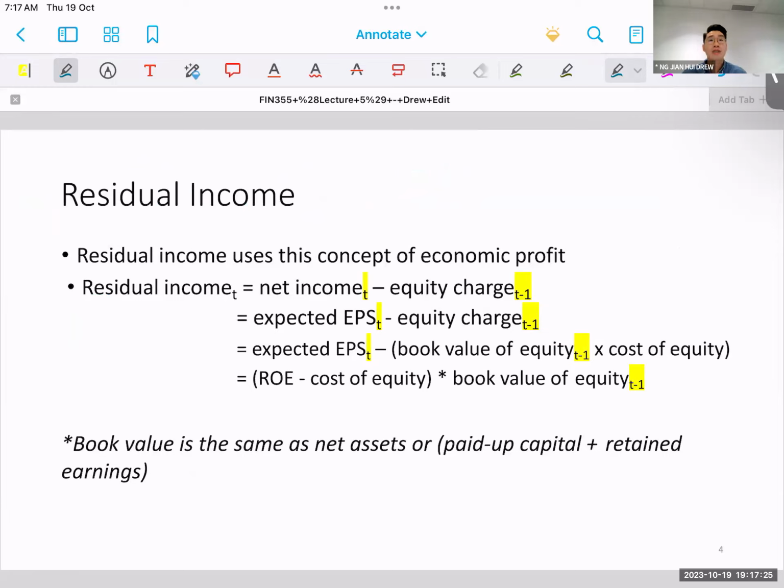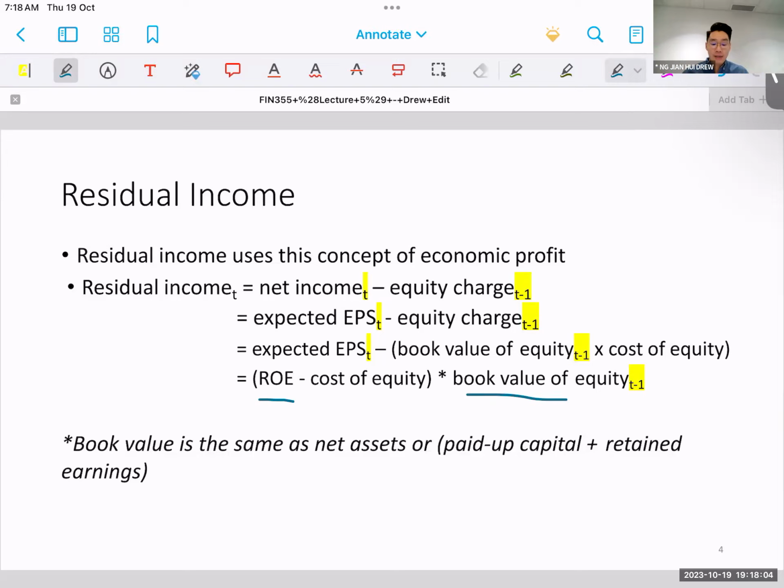Again, I like to bring in the intuition behind residual income first before we go through the formula. The intuition behind residual income is simply this, where we have the return on equity, ROE. So we have what the equity holder is getting, the returns they're getting. And then we have the cost of equity, which is how much it costs the company to have these shareholders. What it simply means is that we take the return minus the cost.